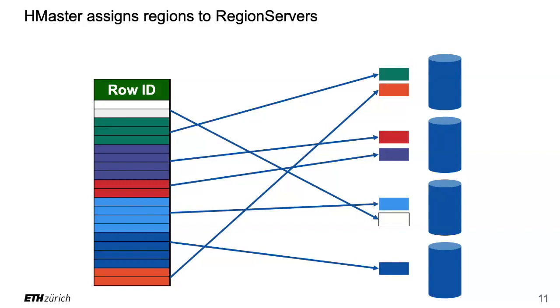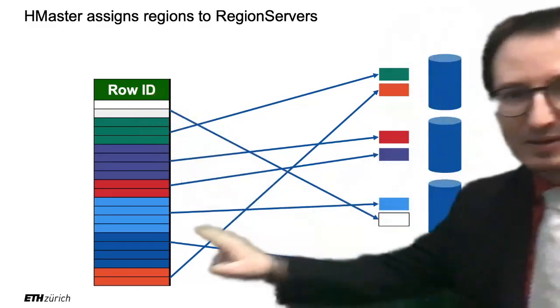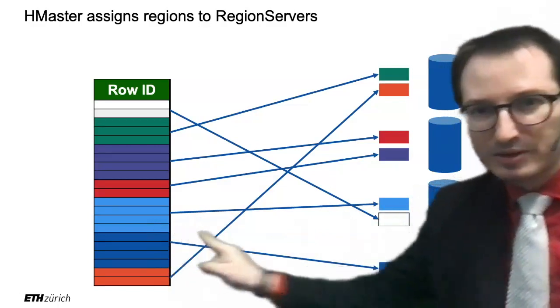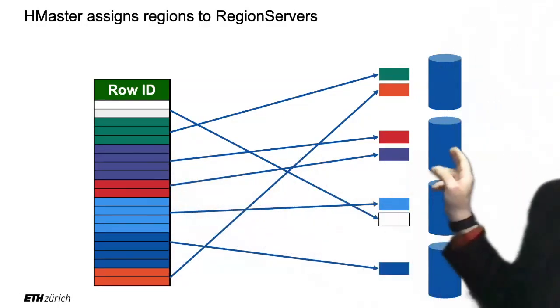The purple region is handled by the second one, so does the red one, a very poor choice of colors. But anyway, you see the arrows, right? So this is handled here, also here. This one is handled by this region server. These two are handled by this one, and so on.